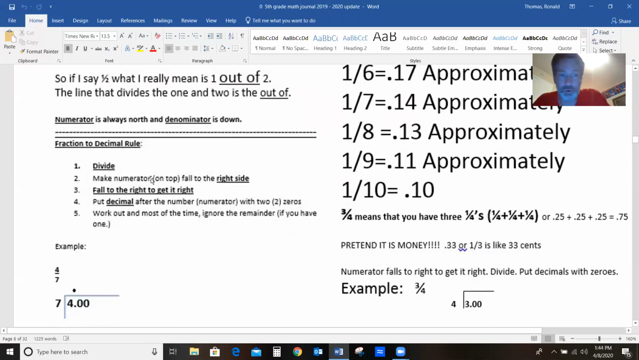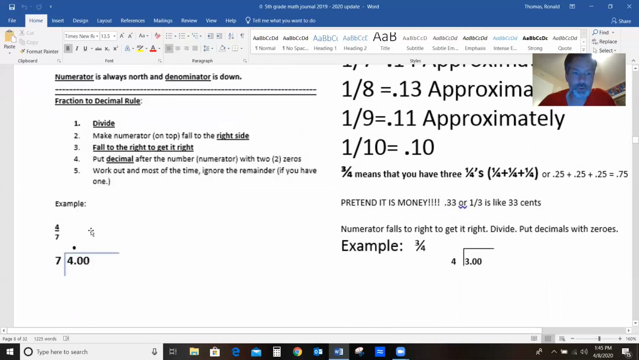Fraction to decimal rule, very important. You divide. Make the numerator on top fall to the right. Watch that cursor move. Fall to the right. Right side. Fall right to get it right. Put the decimal after the numerator with 2 zeros. Work it out, and most of the time, ignore the remainder if you have one. Depends on what you're doing.